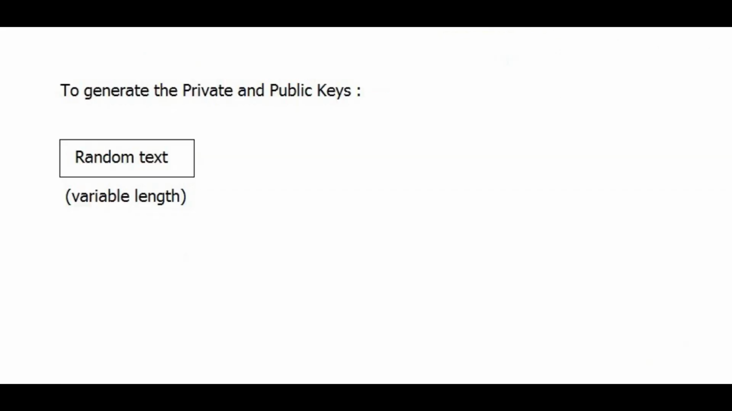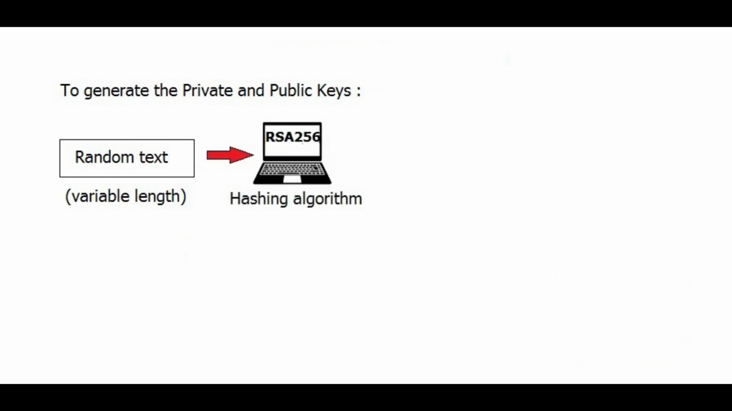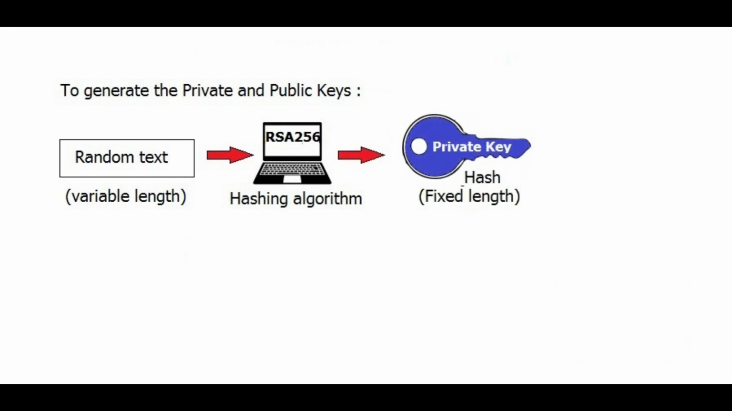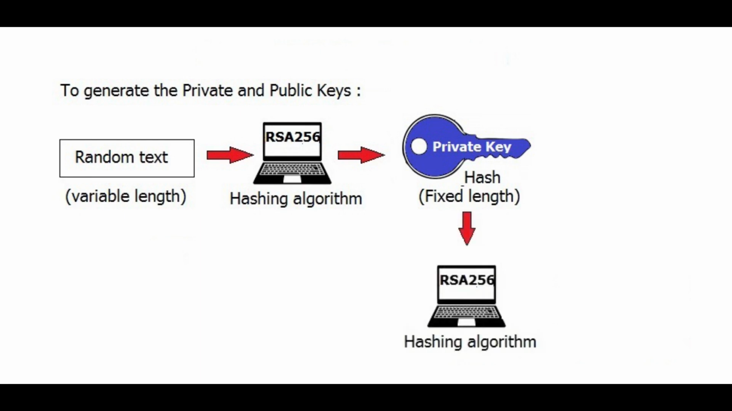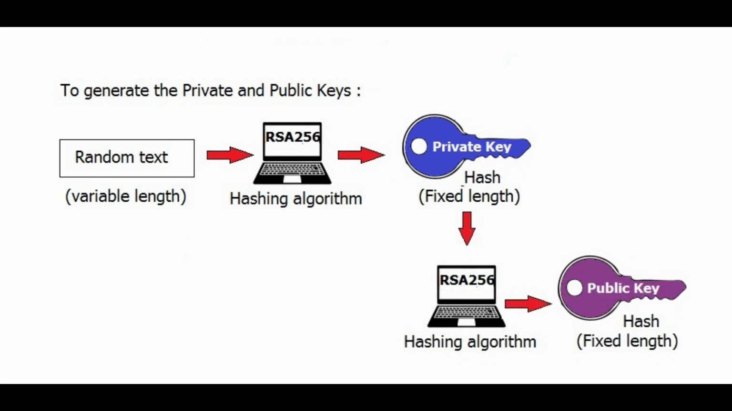To generate the private key, the user inputs a random text to a cryptographic hash function, let's say RSA-256. The algorithm generates a hash of a fixed length. This is the private key used to sign a message. The private key is hashed again to generate a fixed length public key that is used to authenticate a message. The public key is shared with all parties the user wants to send messages to. The private key is secret to the owner.